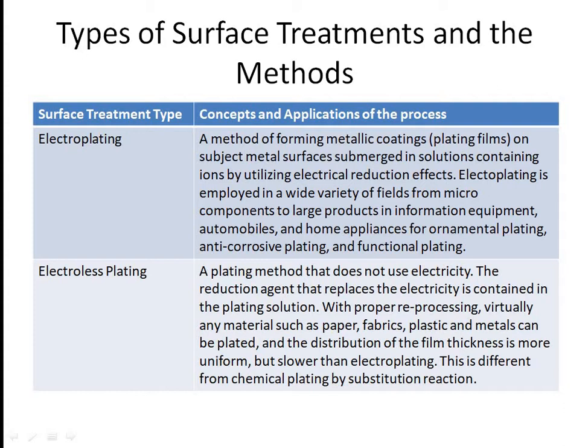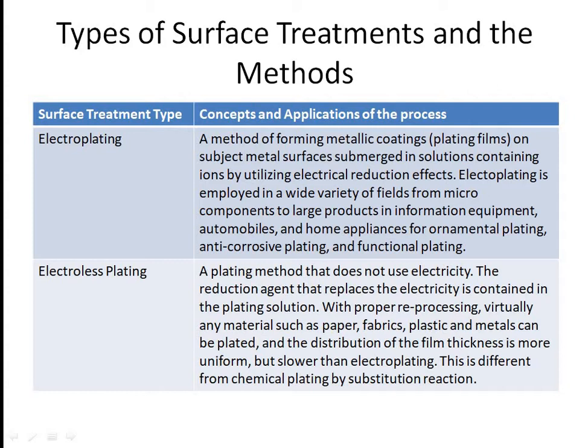Now next we will see what is the meaning of electroless plating. What is electroless plating? It is also known as chemical plating or autocatalytic plating, a class of industrial chemical processes that create a metal coating on various materials by autocatalytic chemical reduction of metal cations in a liquid bath.